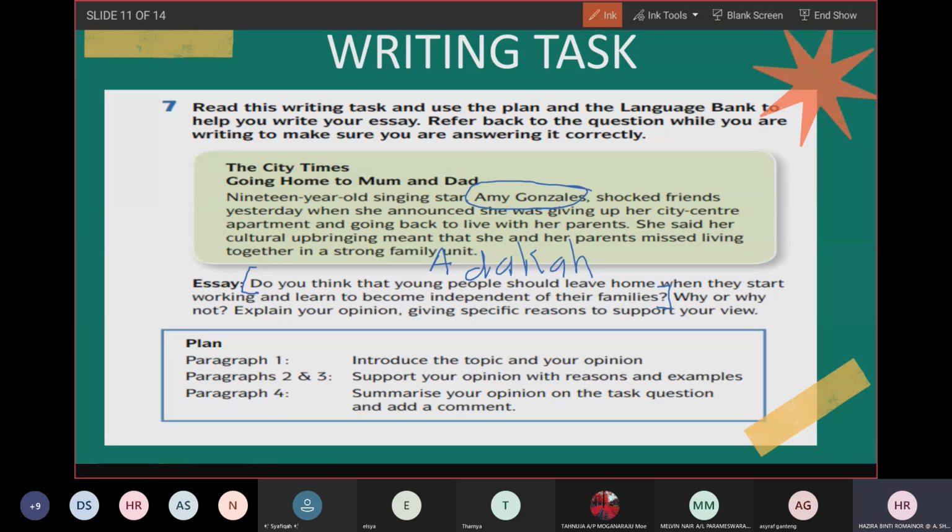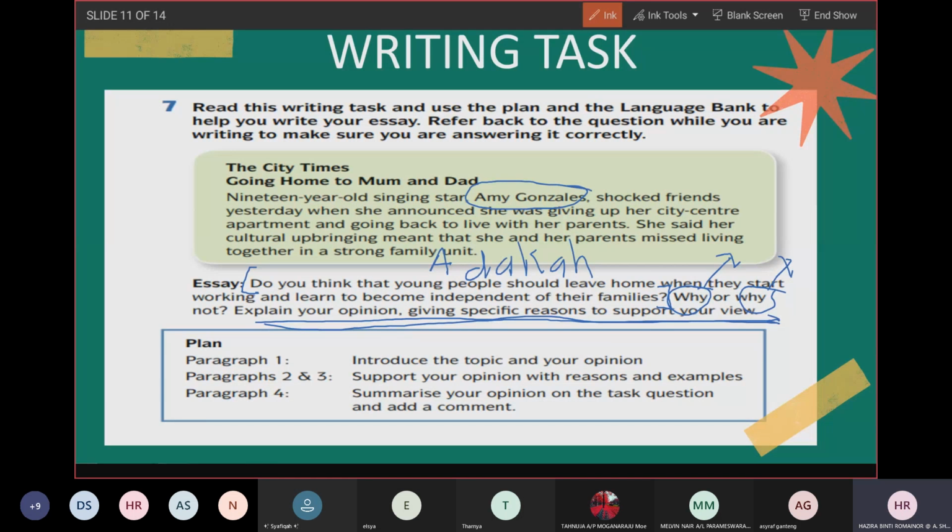Why means awak agree. Why not means awak not agree. Why or why not? Explain your opinion, giving specific reason to support your view. So make sure when you want to do this essay, always refer back to the sample. Tolong rujuk sampel yang diberi. Okay, how you want to start your essay.